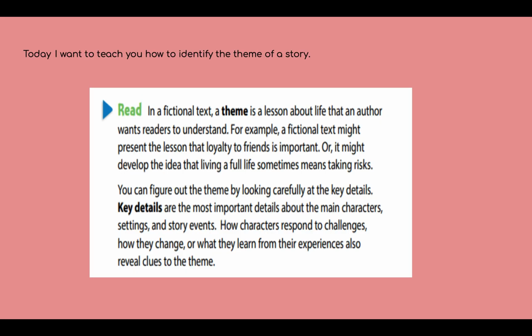Today I want to teach you how to identify the theme of a story. In a fictional text, a theme is a lesson about life that an author wants readers to understand. For example, a fictional text might present the lesson that loyalty to friends is important, or it might develop the idea that living a full life sometimes means taking risks.